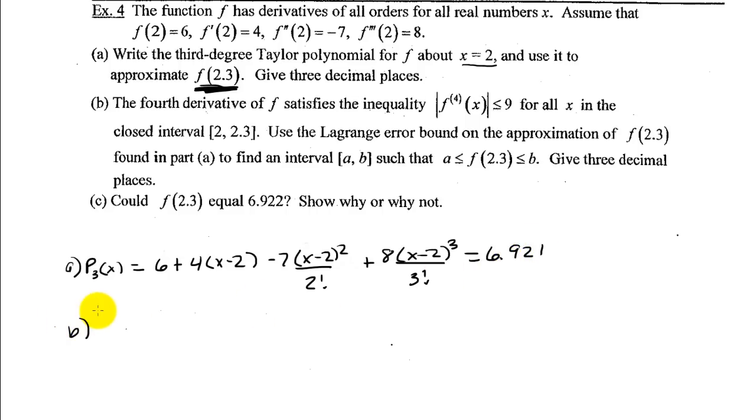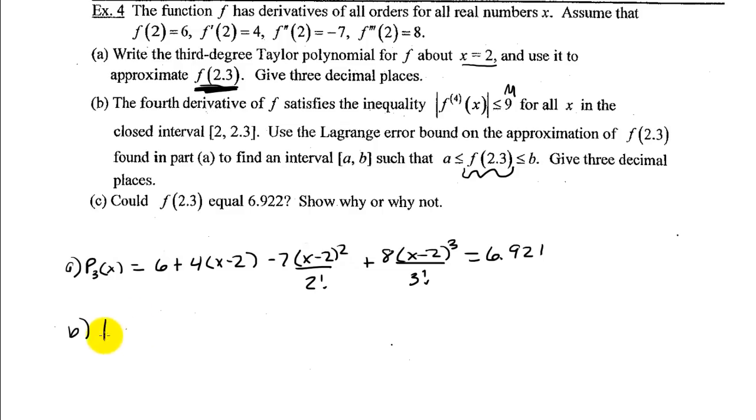6.921. In letter B, the fourth derivative of f satisfies the inequality. So the fourth derivative is less than or equal to 9. So here's your maximum value of the fourth derivative for all x in the closed interval 2 to 2.3. Use the Lagrange error bound on the approximation of f of 2.3 found in part A to find an interval AB such that f of 2.3 is in between the interval.